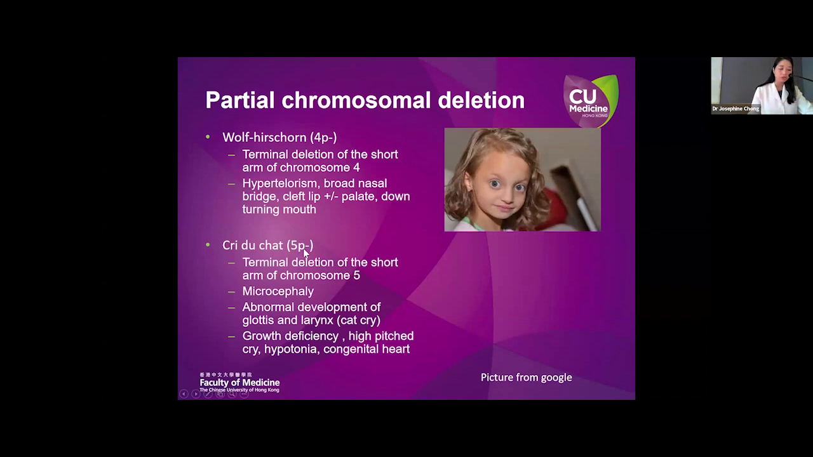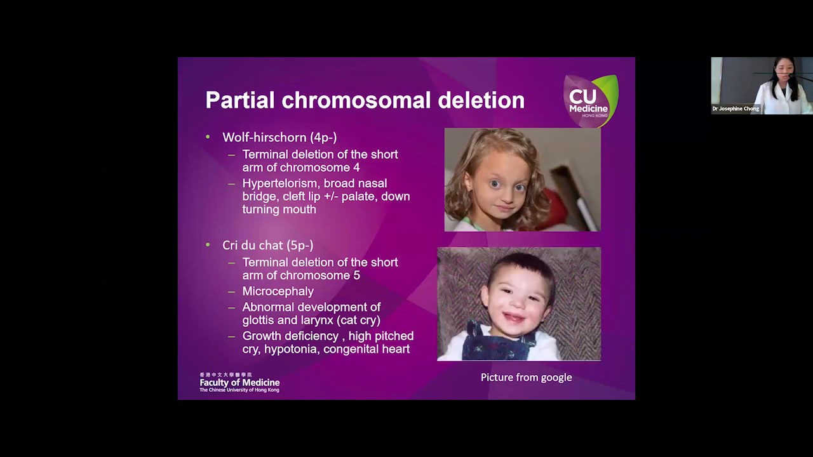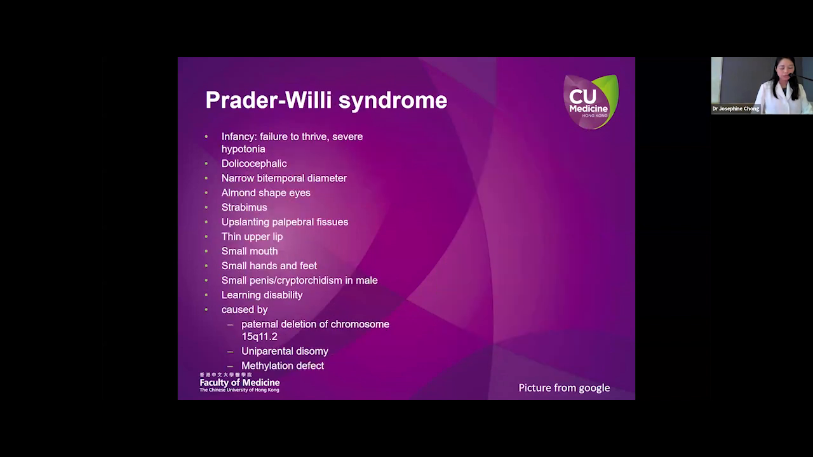Cri-du-chat syndrome involves the 5p, which is a terminal deletion of the short arm of chromosome 5. Patients will have microcephaly and also a very typical cat cry, which is an abnormal cry noise related to the abnormal development of the glottis and also the larynx. And for this group of patients, they have hypotonia and growth hormone deficiency. The growth hormone deficiency could be treatable, but if the patient has severe congenital structural abnormalities, the assessment of those could predict the expected life expectancy of the patients.